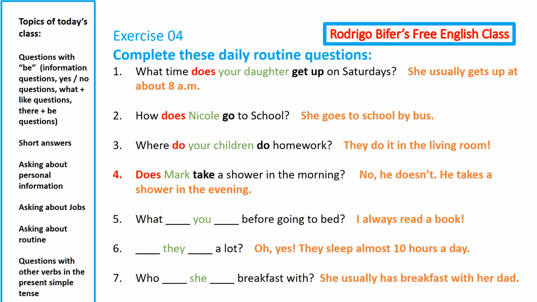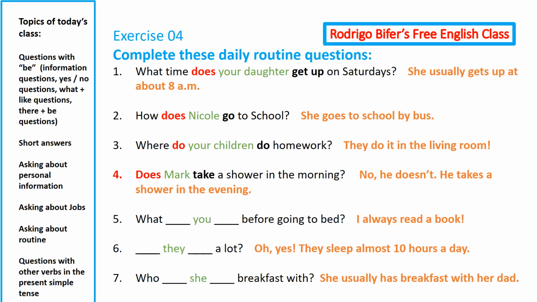So what the auxiliary does here, if you look at this question number 4, you can see that the auxiliary does makes you use the verb take. So you don't need to conjugate the verb in questions in English, because we use the auxiliary verbs. Let's take a look at number 5. What you before going to bed? I always read a book.